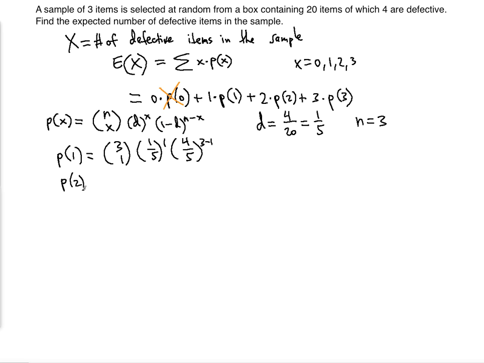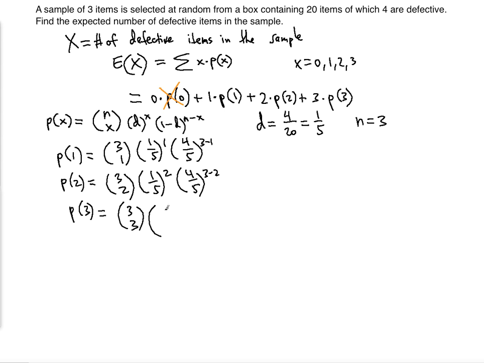The probability of 2 defective items is 3 choose 2. In the same fashion, 1/5 again, raised to the second power now, and 4/5. So 1/5 and 4/5 will always be the numbers, but the powers will change. 3 minus 2 is 1. And the probability of 3 is 3 choose 3, 1/5 raised to the third power, and 4/5 raised to the 3 minus 3. Okay?